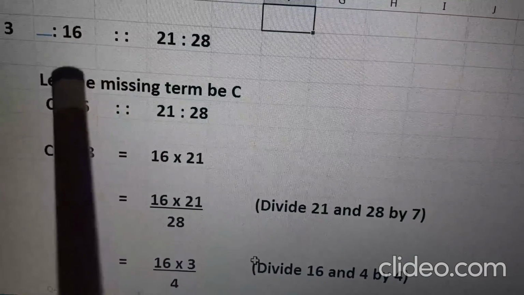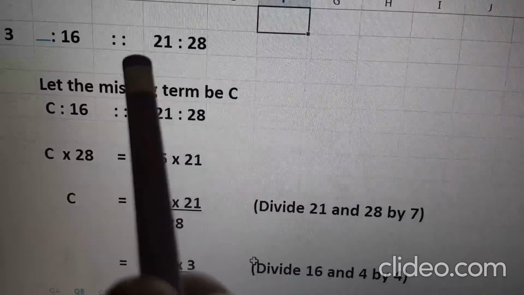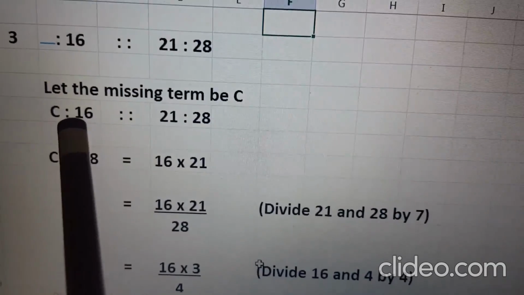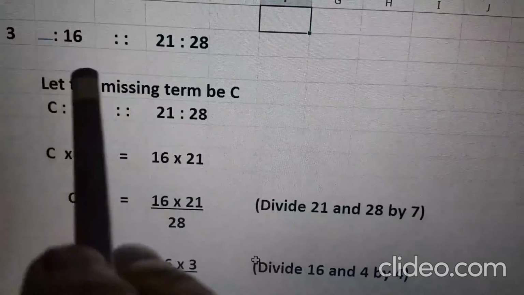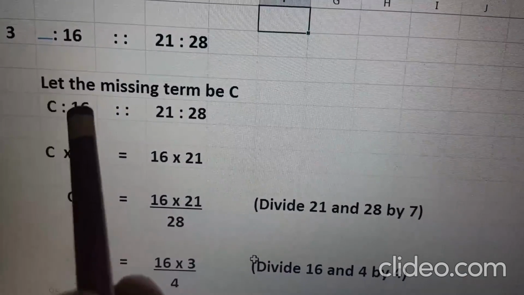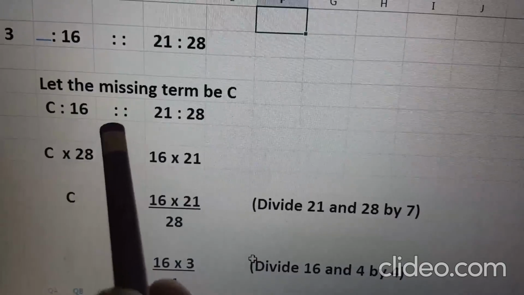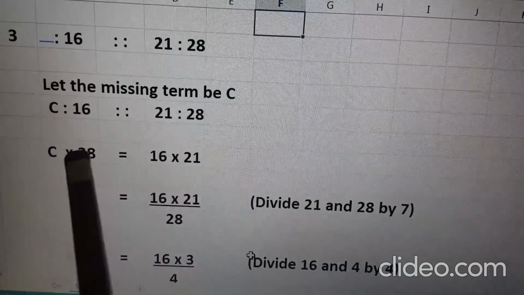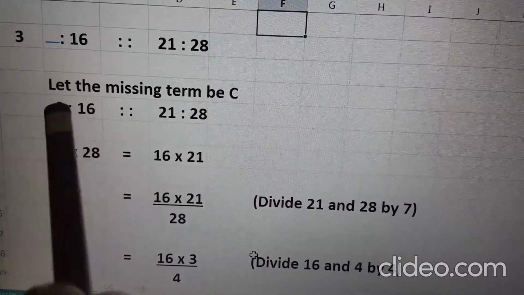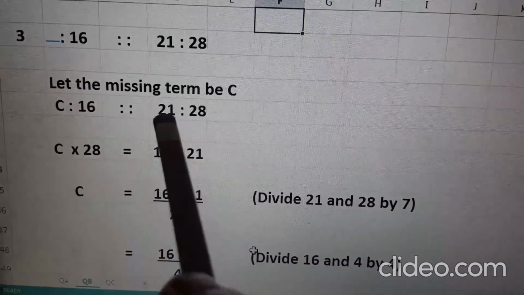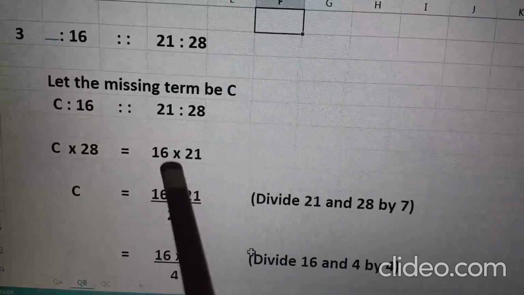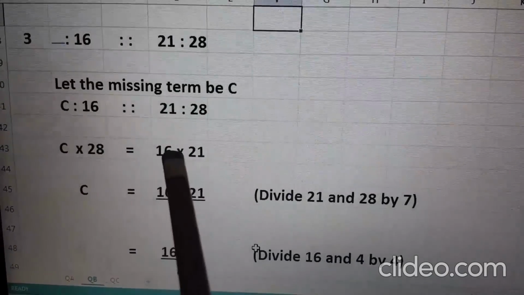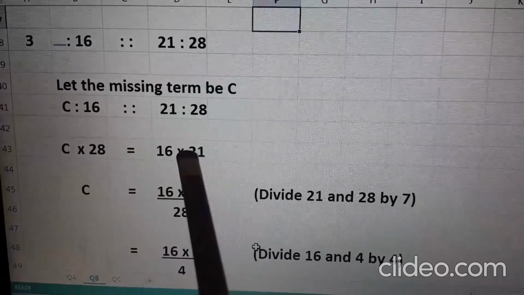Now third part is dash is to 16 is same as 21 is to 28. Now let the missing term be C. C is to 16 is same as 21 is to 28. Now we will write product of extremes, C into 28 and product of means, 16 into 21. Right? Now, which two terms are given? 16 and 21. Two terms of means are given.